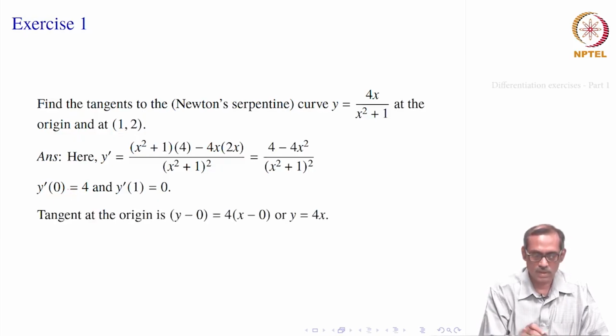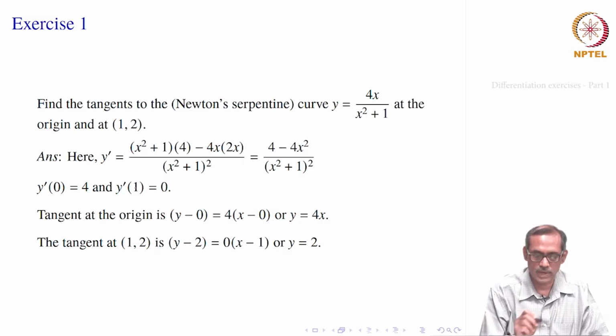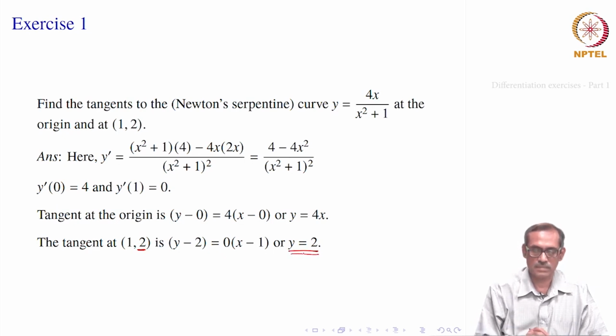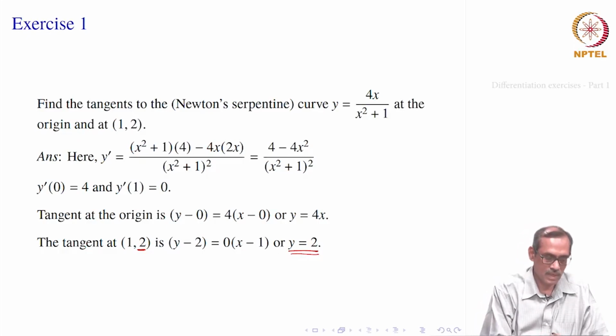So, the equation of the tangent at the origin will be y equal to 4 times x, that is it, and the tangent at the point 1, 2 is y minus y 1, which is 2, equal to slope 0, x minus x 1, which is 1. So, you simplify, that gives y equal to 2. It should be parallel to the x axis. So, that is how we will be proceeding. This is an easier one where differentiation is easy. We will take the next problem.